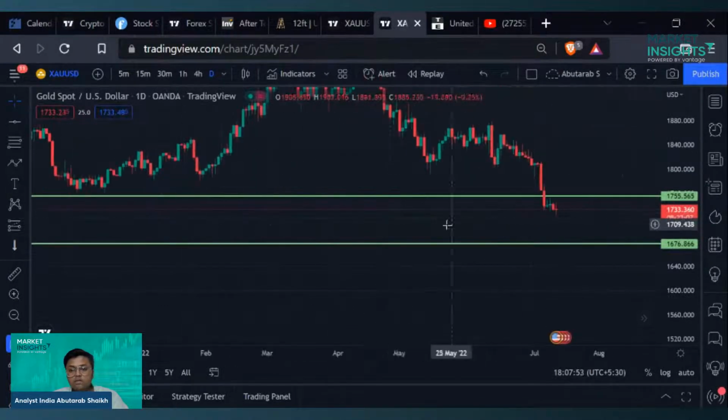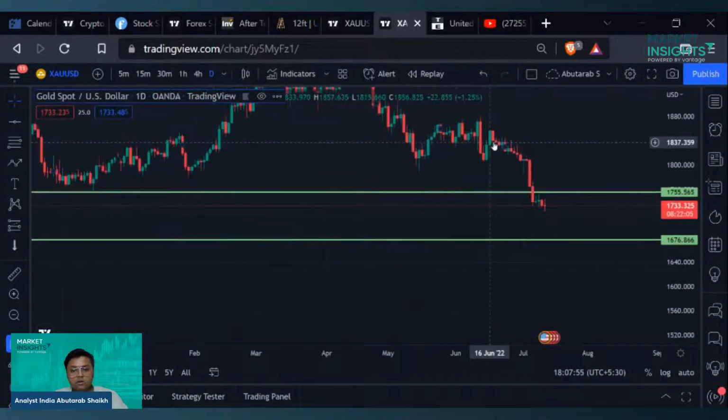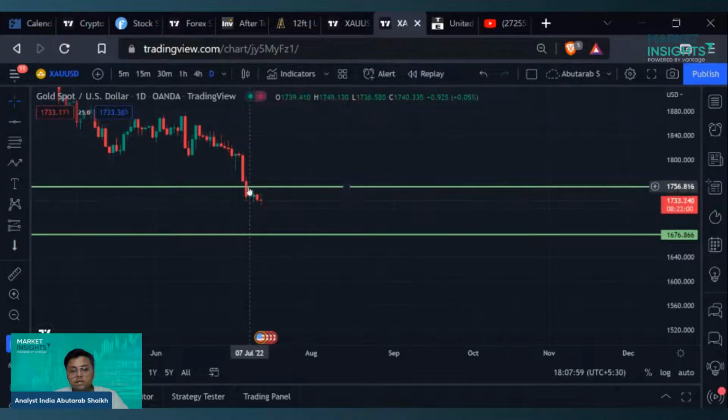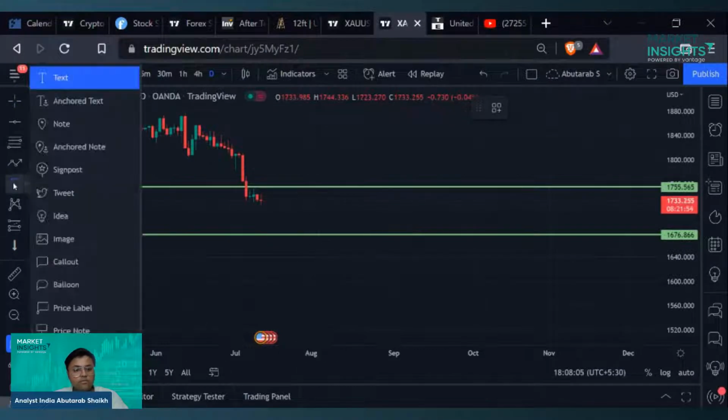Now currently what is happening, sir? These two lines we got. Okay, good enough for us. Now this support has been breached. Okay. Now what I taught you about change in polarity. Now what will happen to this particular level?